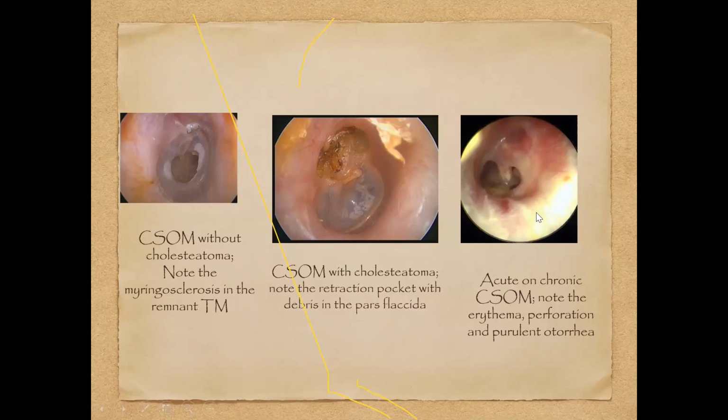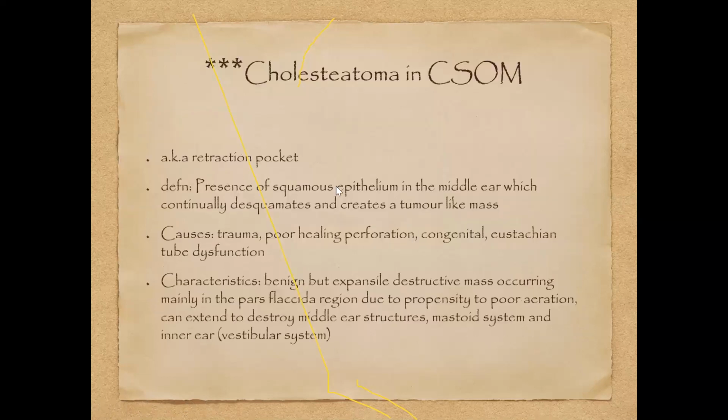And this is acute on chronic. You can see that we have signs of acute inflammation, redness, edema, loss of function, because this patient will have hearing loss. So that is acute on chronic. So this is the active phase of chronic suppurative otitis media. Cholesteatoma, attic, also known as the retraction pocket in the pars flaccida.